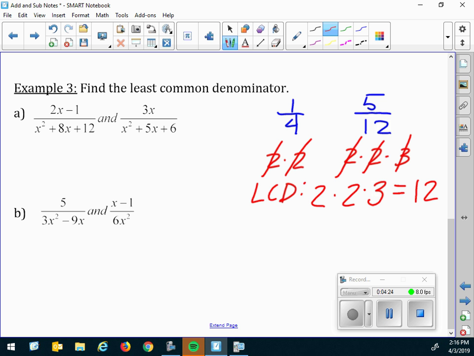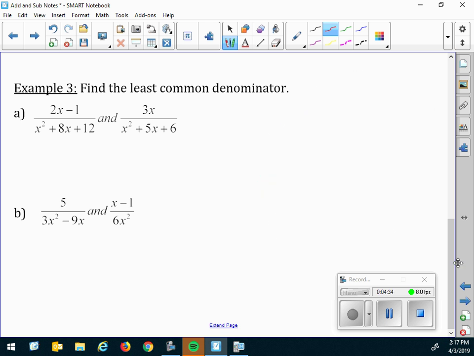To do something like this, you don't have to do all that. You can look at it and know it's 12 because you just automatically know. Let's try another one. 7/8 and 13/30.